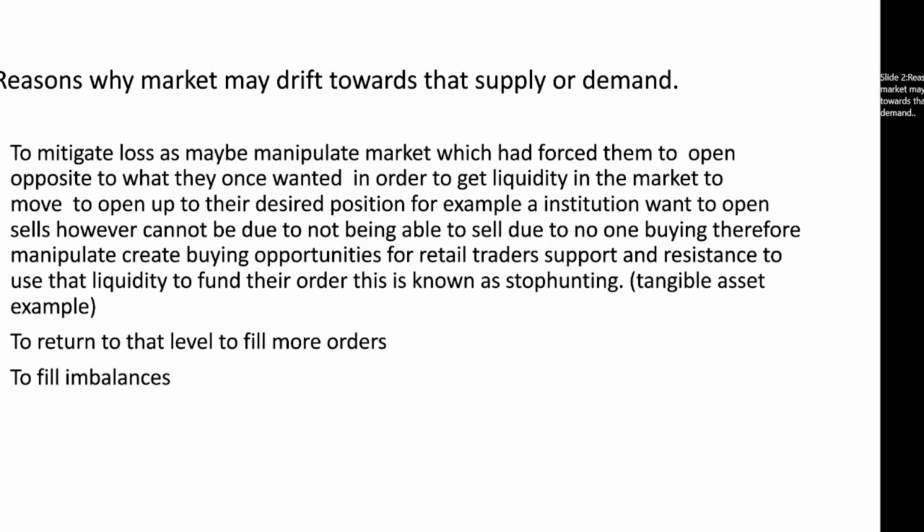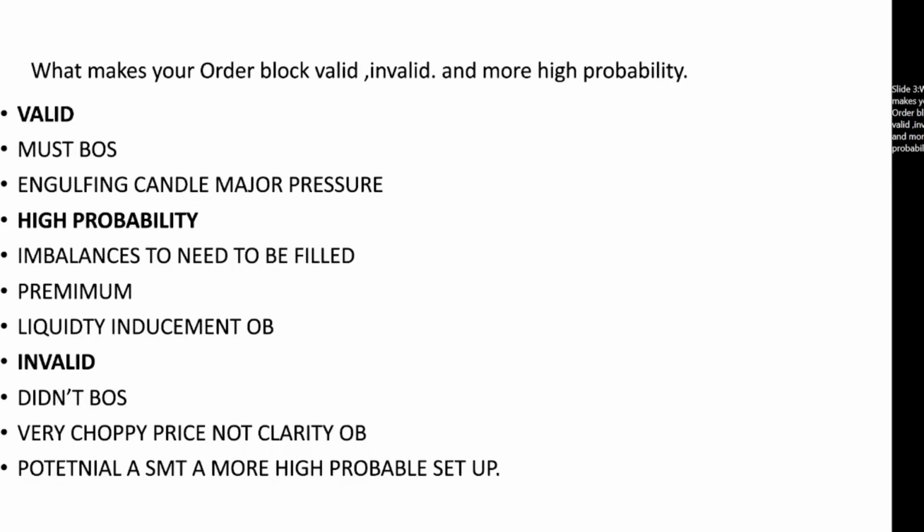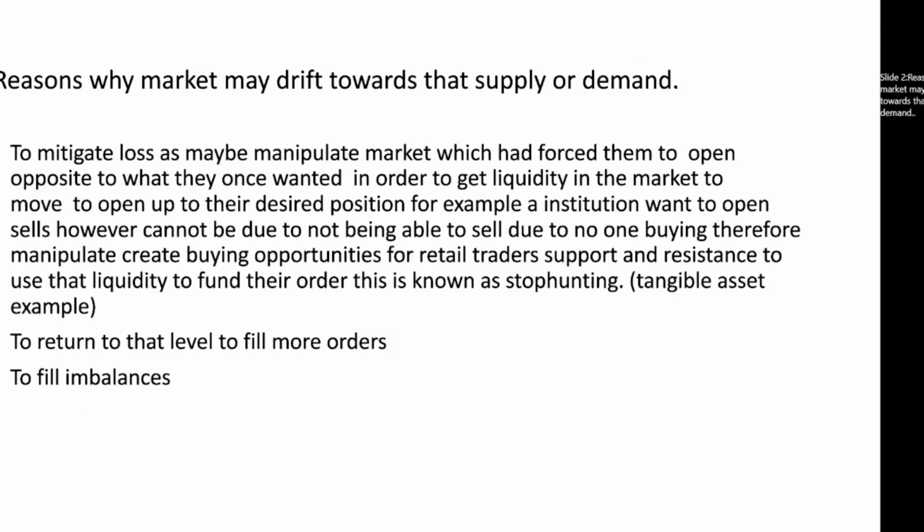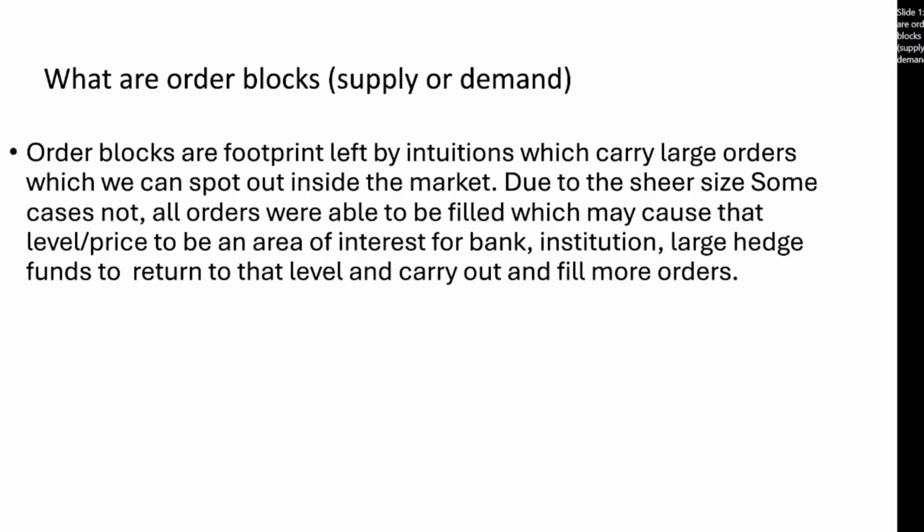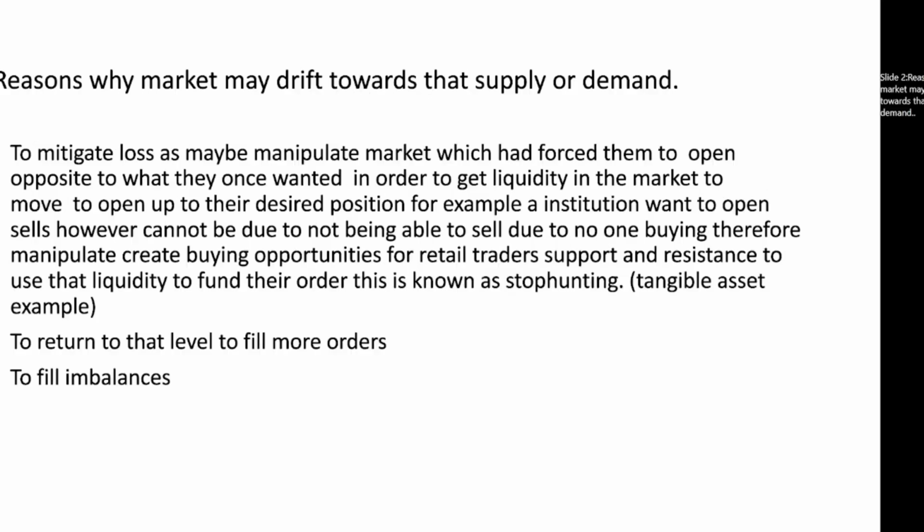This therefore tells us that potentially an order block which has a major imbalance, the market may come up, fill that imbalance, correct that imbalance, tap into our order block, and then carry on the initial reaction, the initial move. Now we understand why the market may drift towards that supply or demand. What are order blocks? The basic foundation, and how simplistic they are.